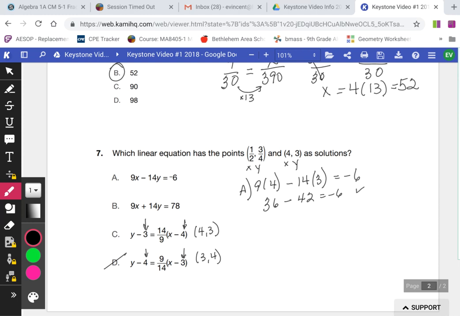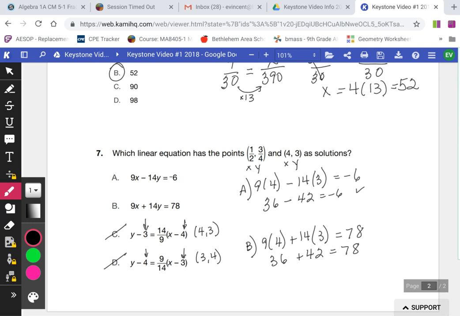Let's just double check B really quickly with (4, 3). So 9 times 4 plus 14 times 3 equals 78. So we have 36 plus 42 equals 78. And that one looks like it works too, because 36 and 42 is 78. So both of those are still in the running, so it's only the fractions we have to do.